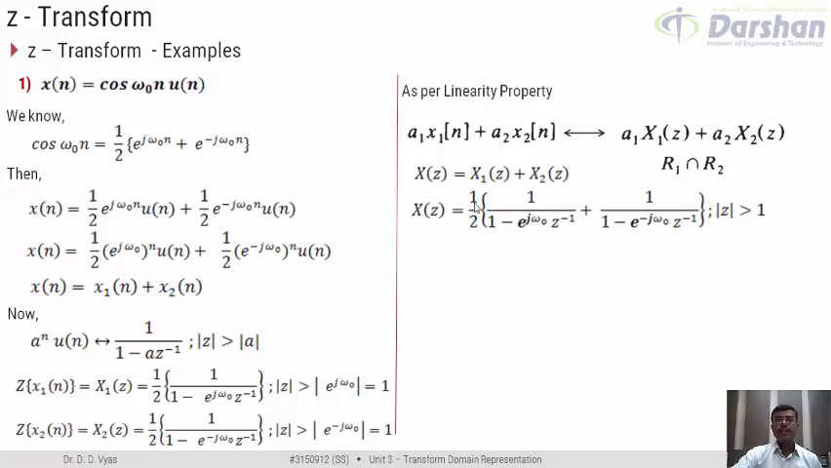We get X(z) is equal to 1 by 2 taken out, 1 upon 1 minus e raised to power j omega 0 z raised to power minus 1, which is nothing but X1(z), plus 1 upon 1 minus e raised to power minus j omega 0 z inverse, which comes from X2(z). The combined ROC is basically the intersection of two ROCs. Here we find that X1(z) and X2(z) have identical ROC, and hence the intersection of this would give me mod z greater than 1. Because both have the same common region, the ROC remains mod z greater than 1.